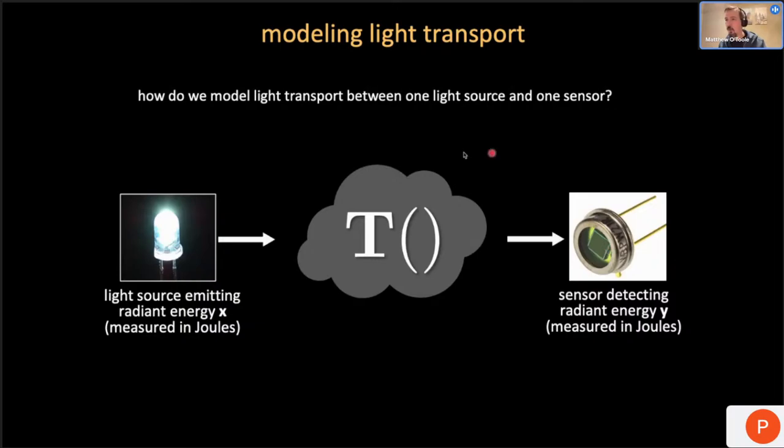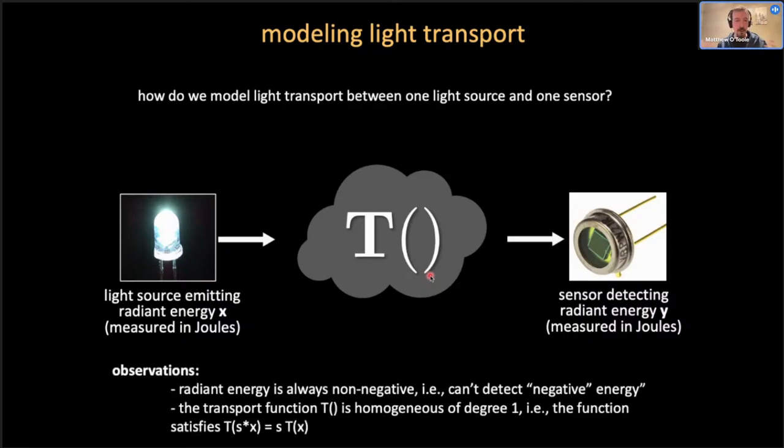Now, it seems like this function can be very complex, but there are some interesting and simple properties that we can observe using just a simple configuration like this one. The first is that the light that comes out of a scene is always non-negative. So we can't detect negative energy. The energy that we see is always positive, or non-negative at least. So that's one important property: the fact that this function T, which describes what light's coming out of a scene, must always produce non-negative results.